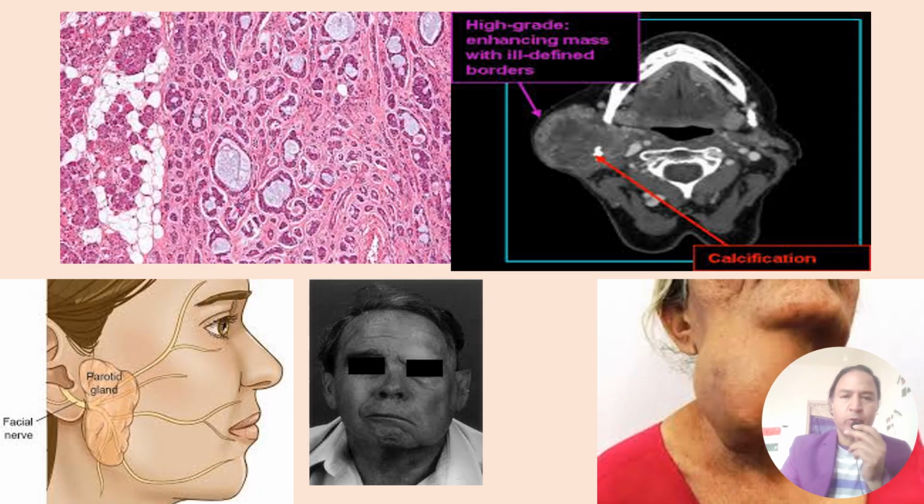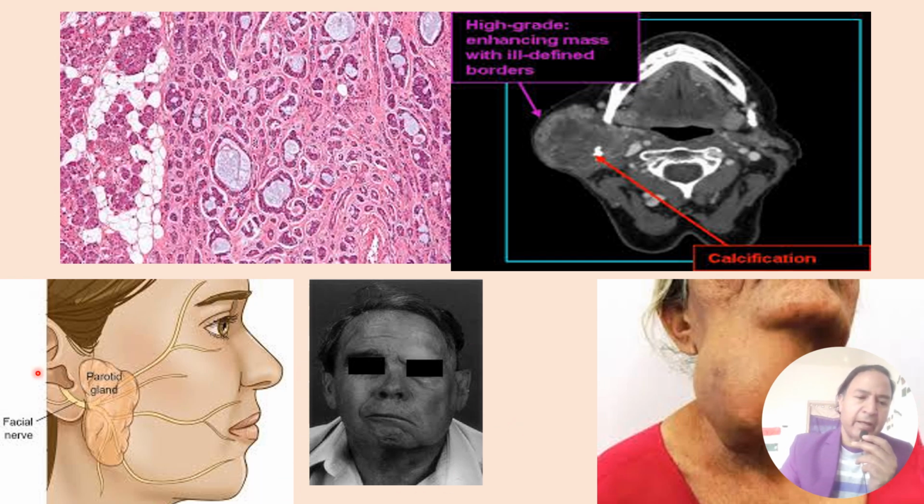Now you can have a look at these images. This is the histology of the adenoid cystic carcinoma, and on this side you can have a high resolution CT image of the parotid adenoid cystic carcinoma. As you can see, there are no margins, there are ill-defined borders, and you can see there is a calcification.